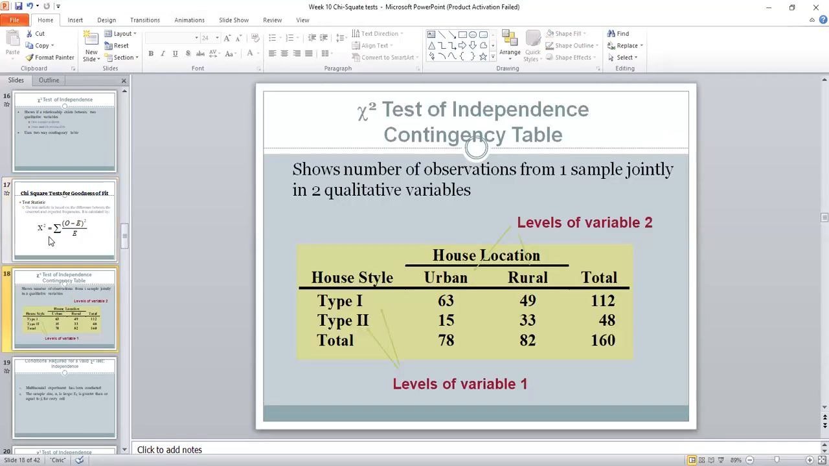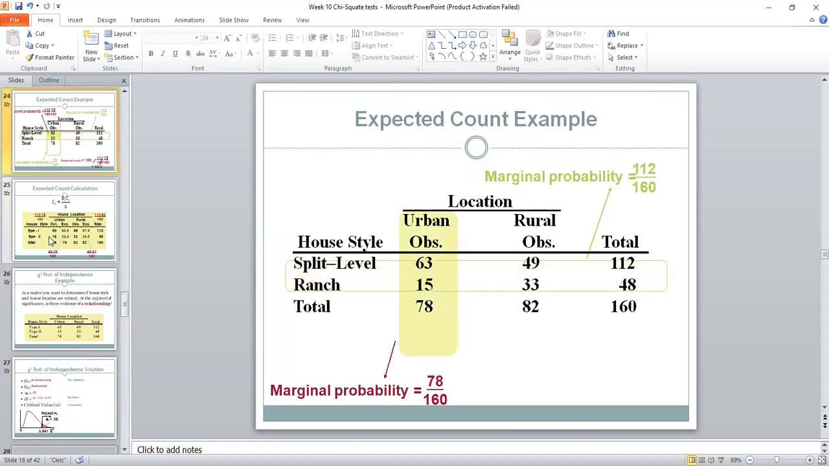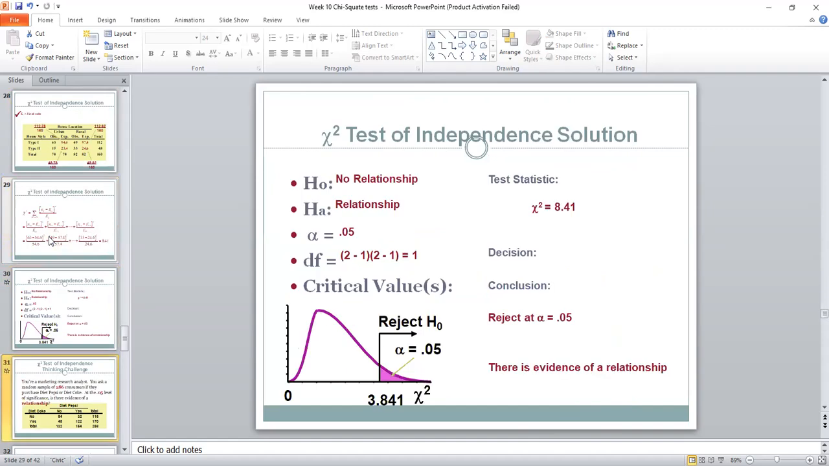So there's a problem here where somebody wants to check whether where the house is located influences the housing style. You measure the house location as either rural or urban, that is C equal to 2. The styles are also 2, type 1 and type 2. So you want to test whether where the house is located influences the style. This is what I want you to do in a minute, but we'll come there.